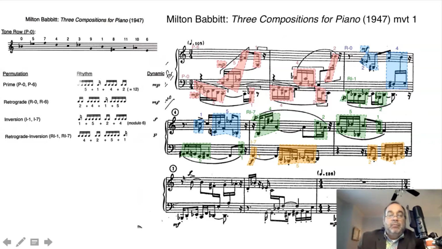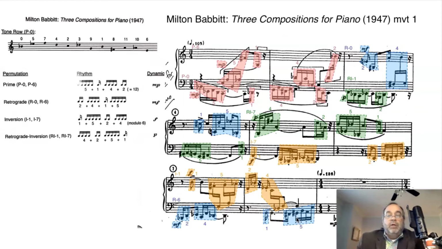And in this last system, we had an I1 row on the top, so that should be a forte marking and a 1-5-2-4 rhythmic grouping, 1, 5, 2, 4, accompanied by an R6 row, which would be rhythmically a 2-4-1-5 grouping with a mezzo forte, 2, 4, 1, and 5.